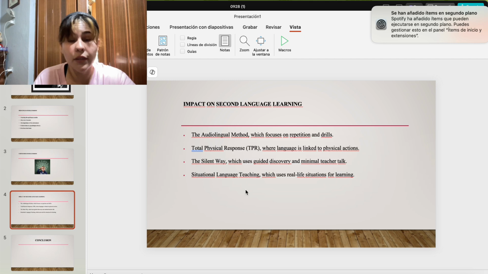In conclusion, the behaviorist perspective sees language learning as a habit formed through imitation and reinforcement. It explains some simple aspects of learning, but not the more complex ones.